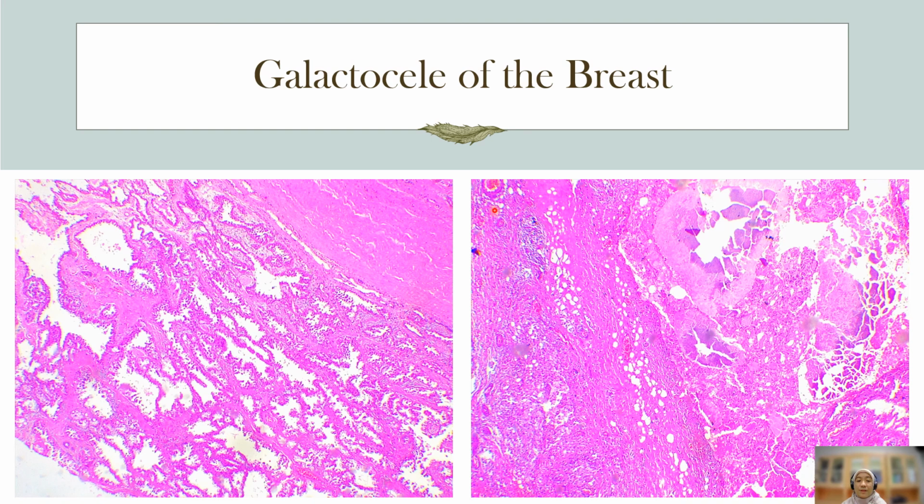And the left side picture shows ruptured galactocele. This is the breast milk remnants, and this is the cyst wall that has been infiltrated by chronic and acute inflammatory cells. Here is the cyst wall. The inflammatory cells also appear in the cyst lumen.